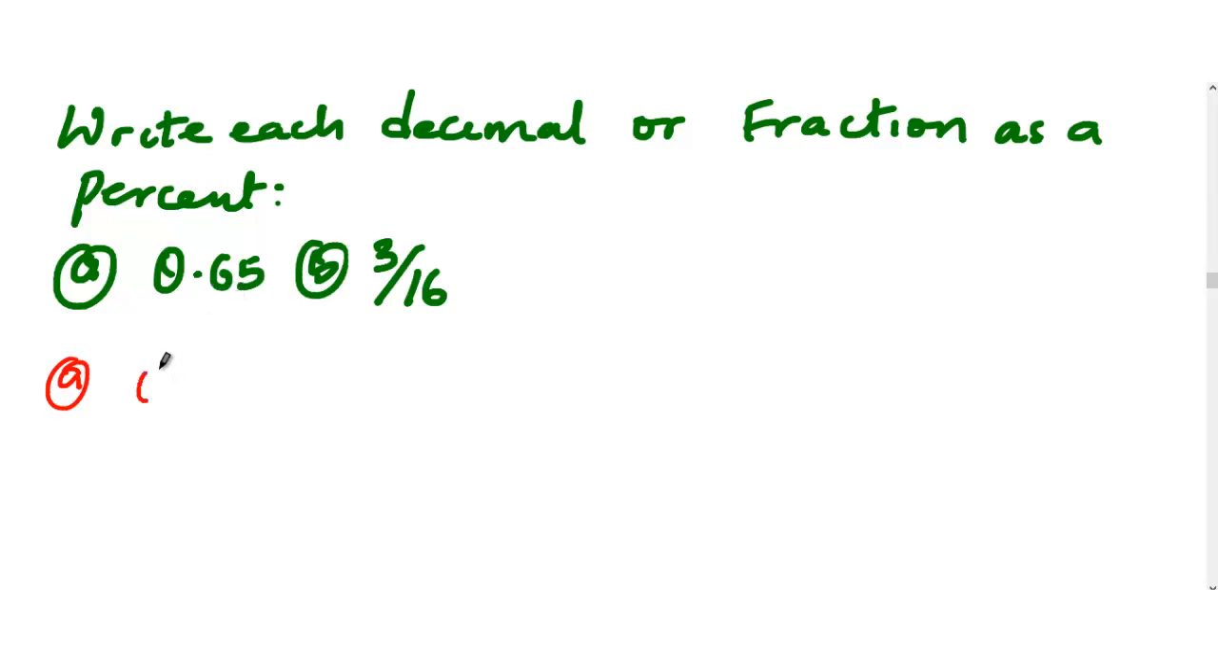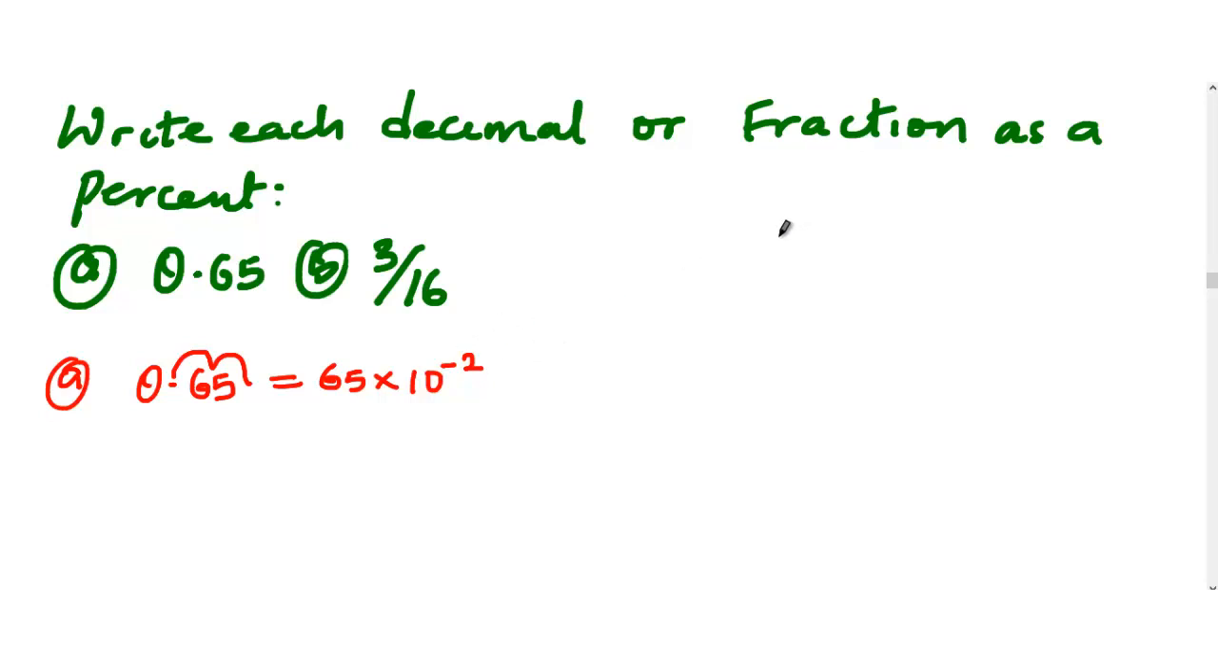So 0.65, we move this 1, 2. That will give us what? 65, right? Times what? 10 raised to power minus 2 from the law of indices. Because from standard form, when you move a decimal point towards the right, it will carry a negative power, and when you move it towards the left, it will carry a positive power.